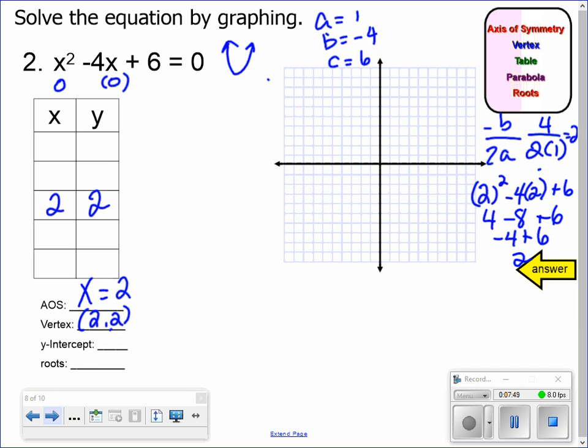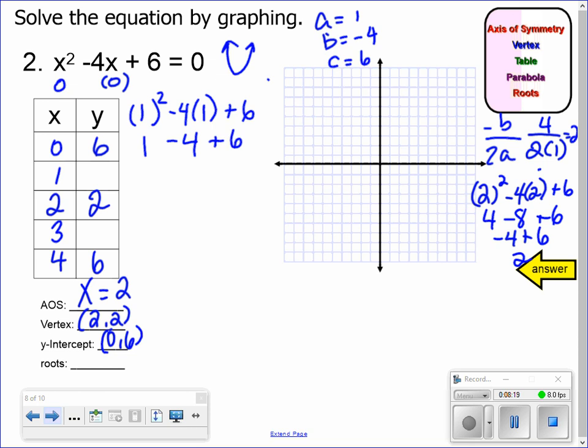And then all that's left is to graph and find where it crosses. So if I'm looking at this one, again, I'm going to look at 2 points that come before. I've got 1 and 0, and thankfully I already found 0. I've got 3 and 4. So all I have to do is find out what these 2 points are. So 1 squared minus 4 times 1 plus 6. That's 1 minus 4 plus 6. This would be negative 3 plus 6, so this would be positive 3, and this would be positive 3.